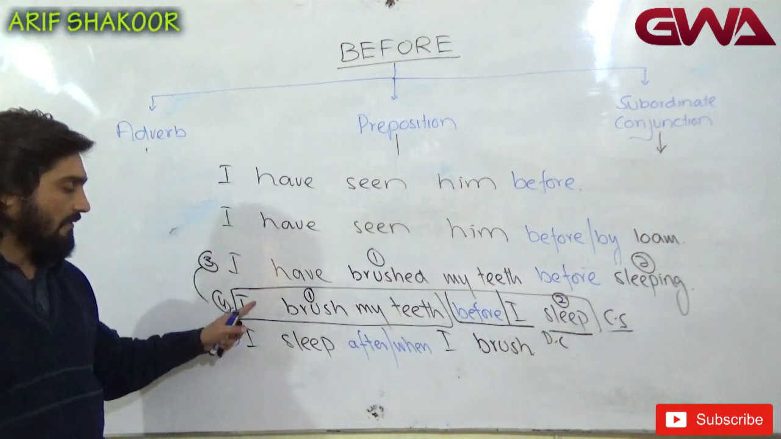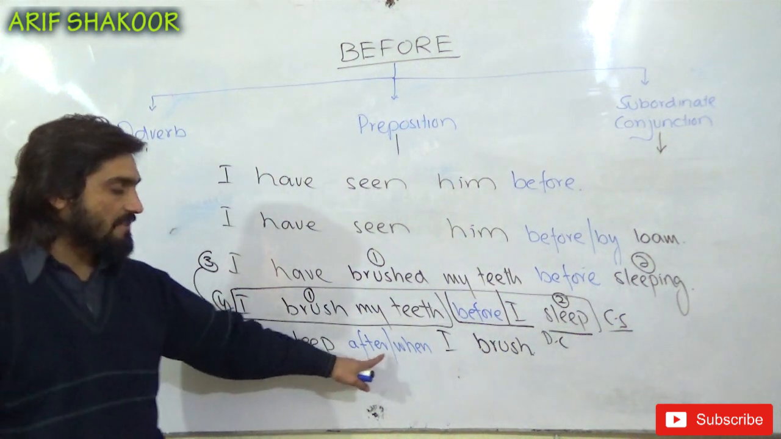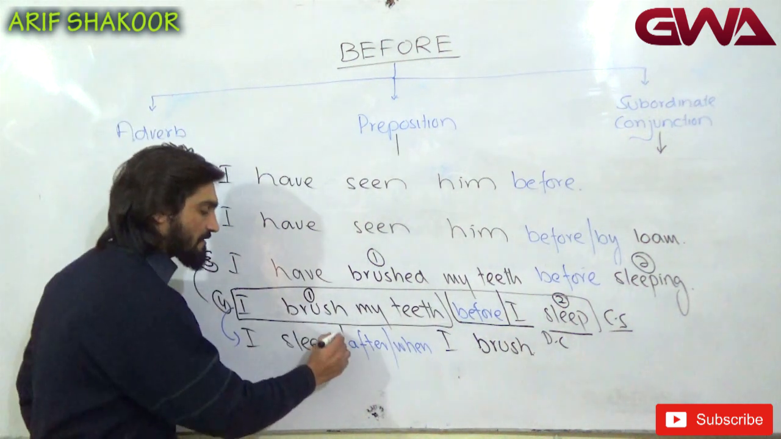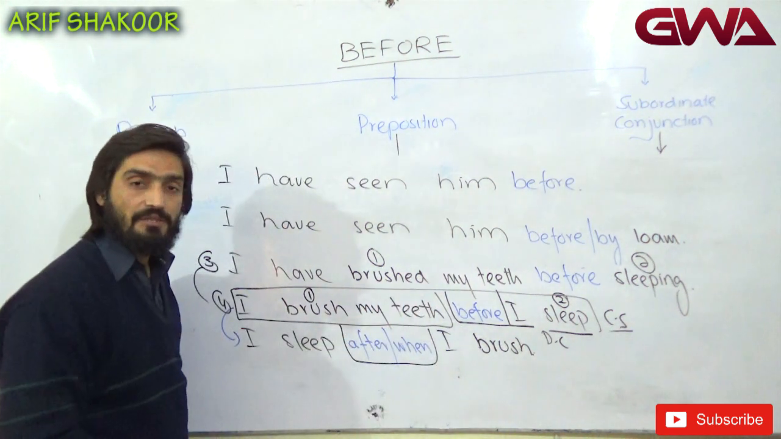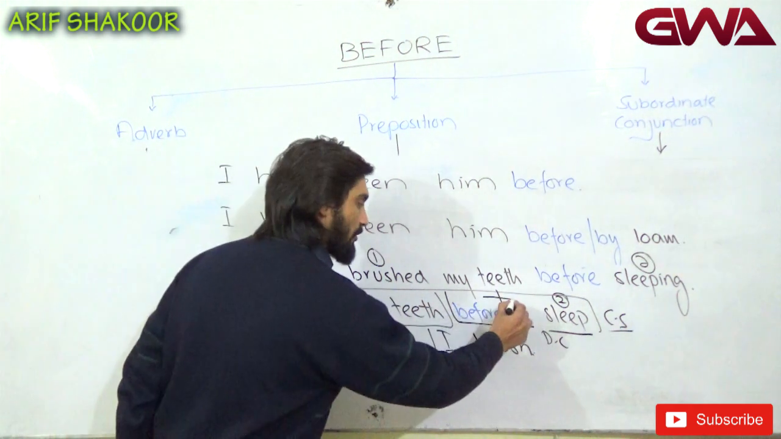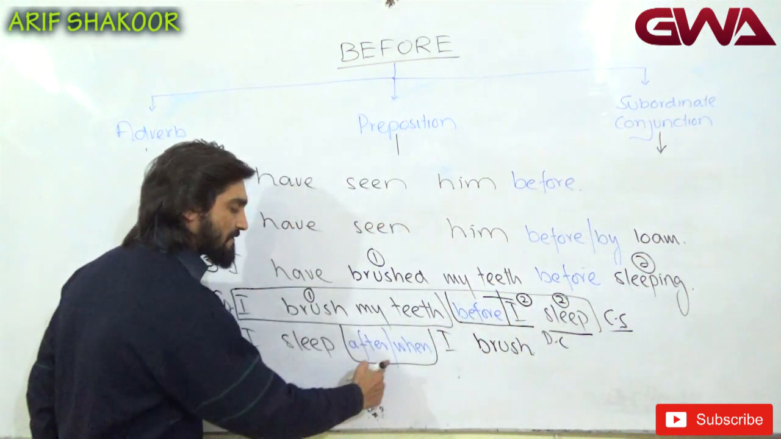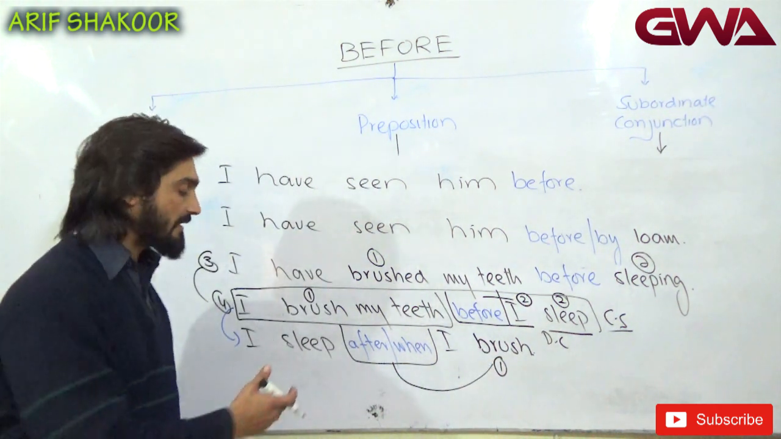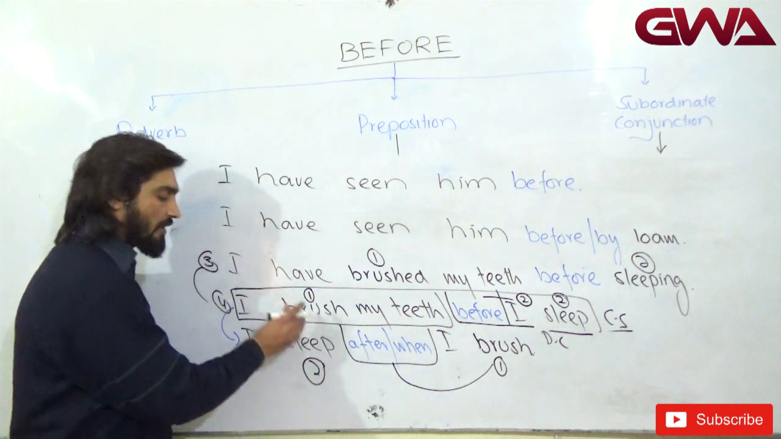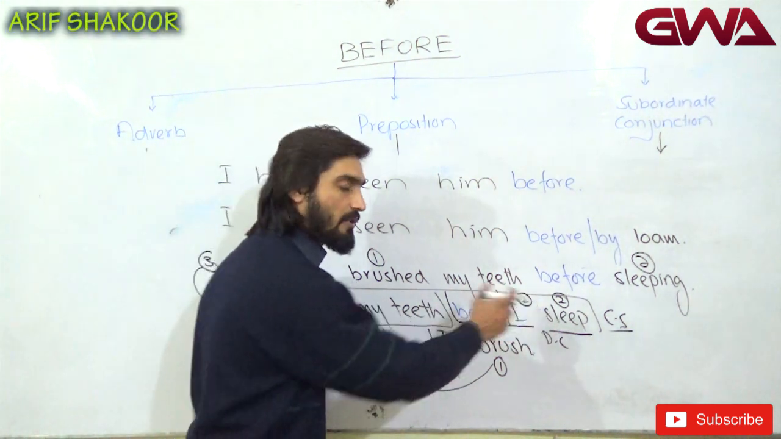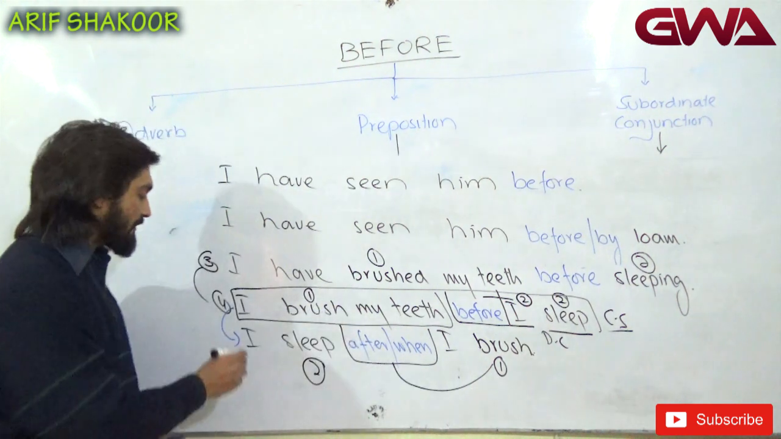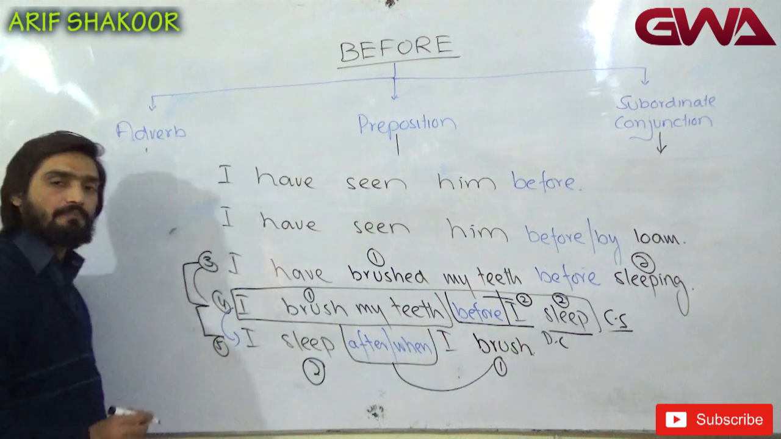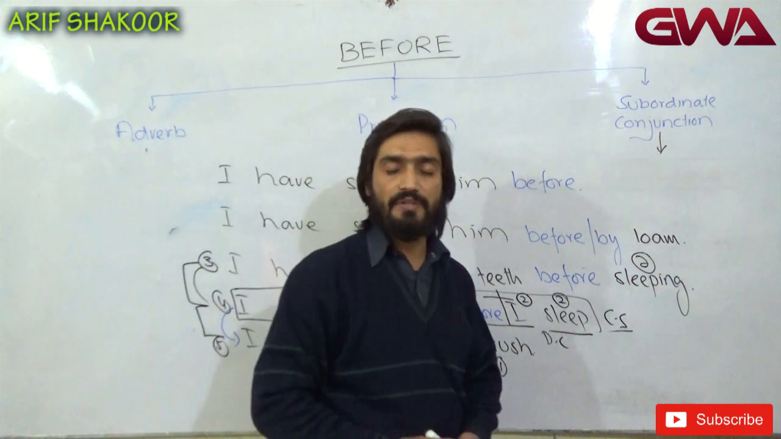The last example, I sleep after or when I brush. Now, after and when, they are opposite to before. As before shows the second activity, after and when show the first activity. So first I brush, then I sleep. Or I brush my teeth before I sleep. Now you have three options, the third one, the fourth one, and the fifth one. However you say it, they will give you the same meaning.